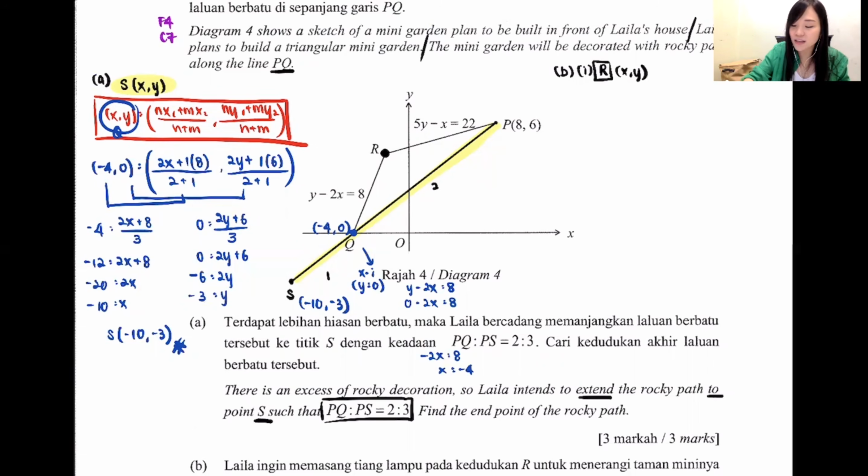Then this point R, I think, is an intersection point. My dear, SPM loves intersection points a lot. Please don't tell me you don't know about this. An intersection point is when two different lines touch each other at that point. We call it an intersection point.